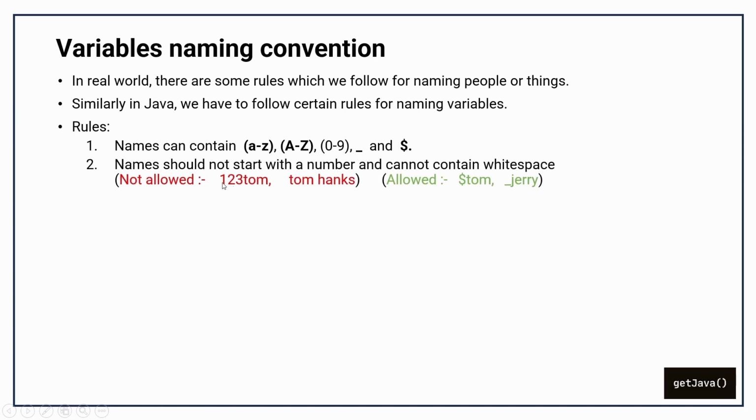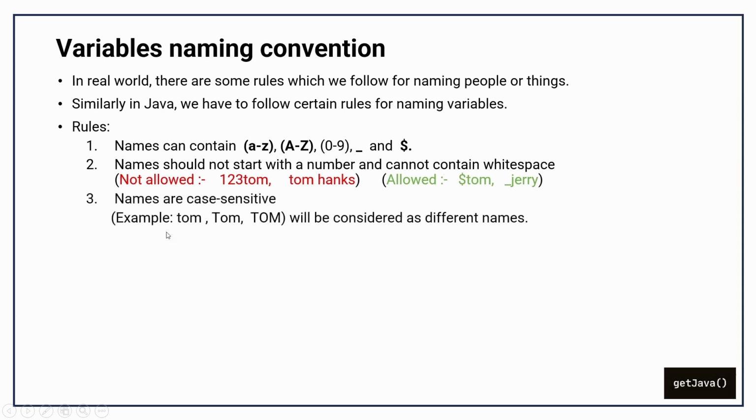For example, 123Tom is not a valid variable name. A name also cannot contain white space. You can start a variable name with dollar or underscore, but you cannot start naming a variable using numbers. Names are case sensitive. If you write Tom all in small letters and if you write TOM all in capital letters, they will be considered different variables. They will not be considered the same because Java is case sensitive.